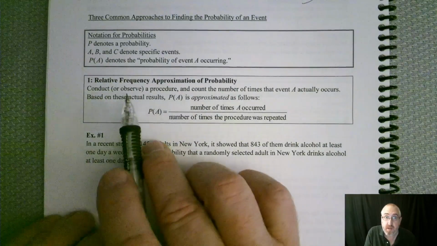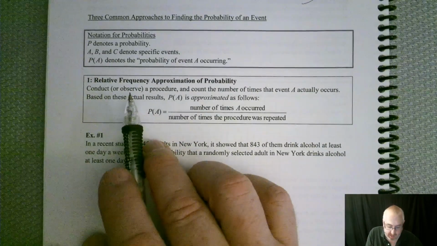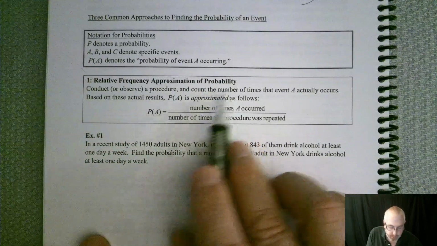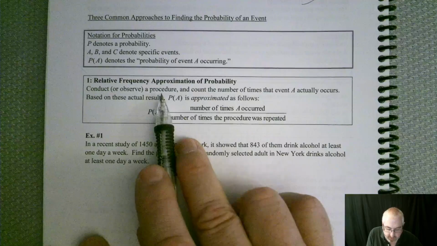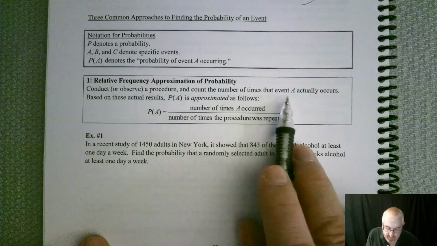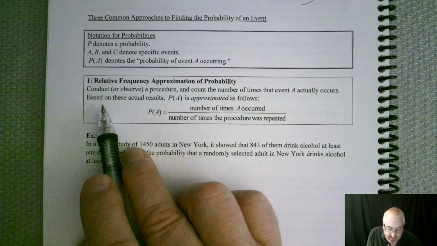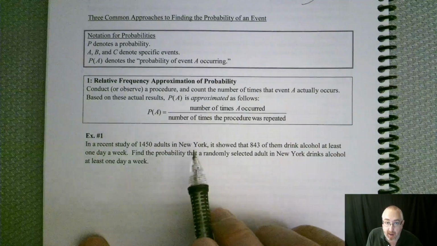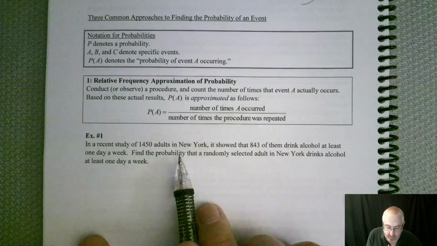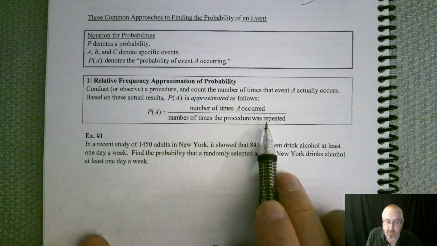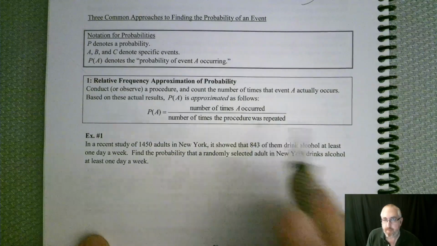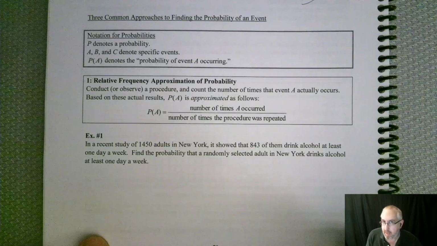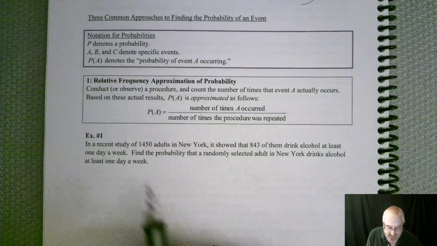Okay, so the first type of probability that we could have would be the relative frequency approximation of probability. We conduct or observe a procedure and count the number of times that the event A actually occurs. Based on these actual results, the probability of A is approximated by the number of times A occurred over the number of times the procedure was repeated. Okay, that's nice, but what does that mean? Well, let's look at an example.